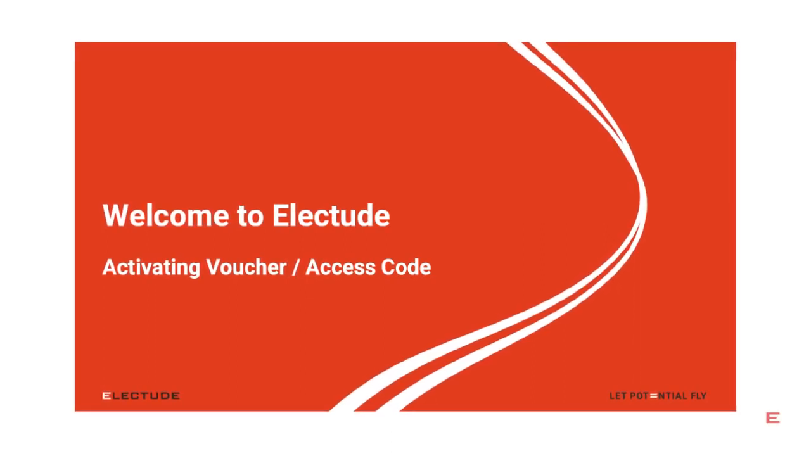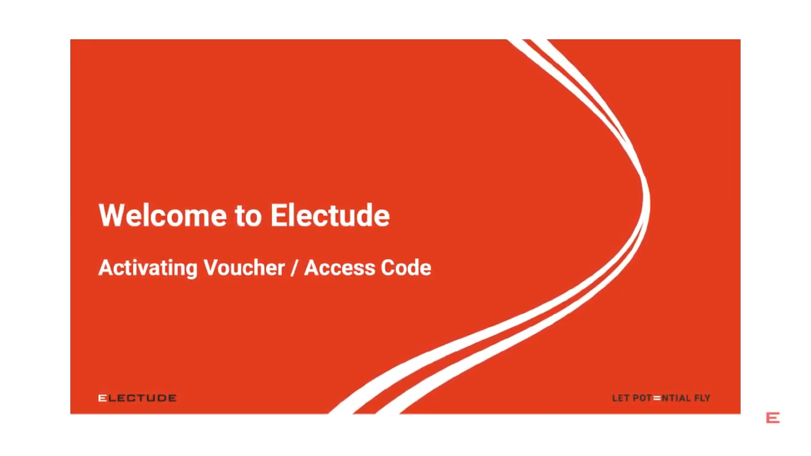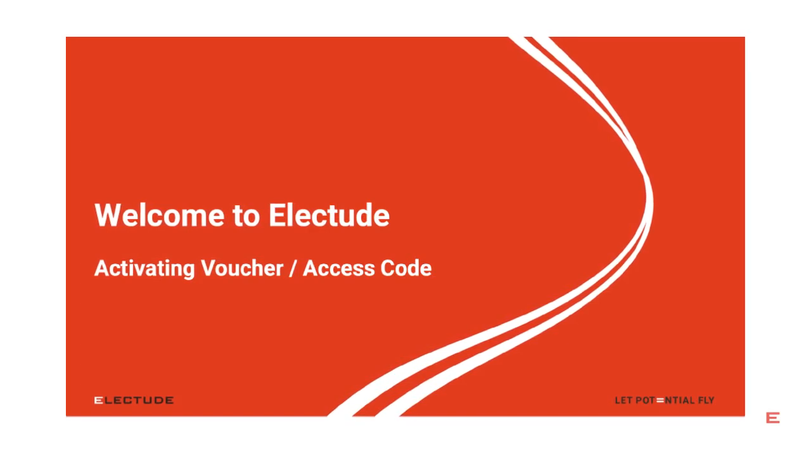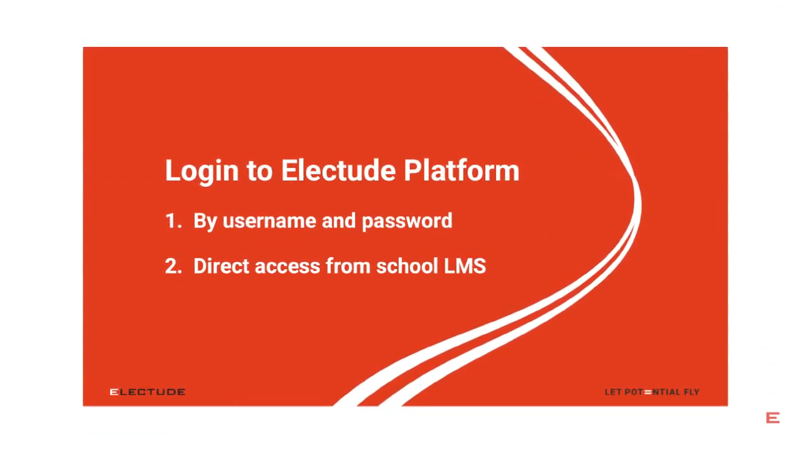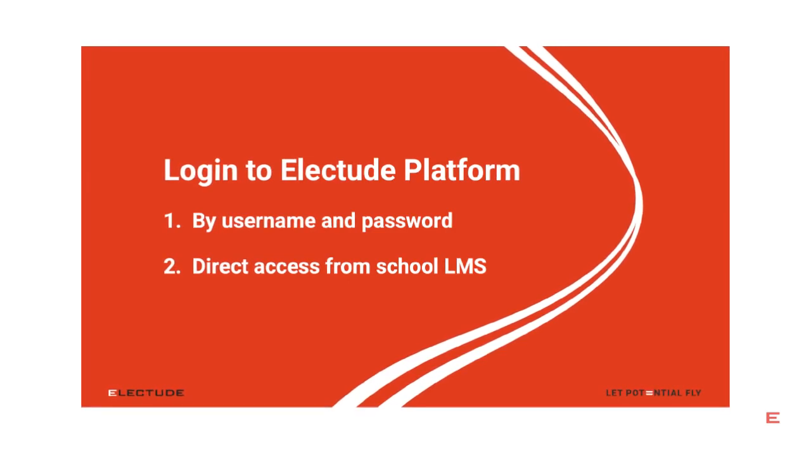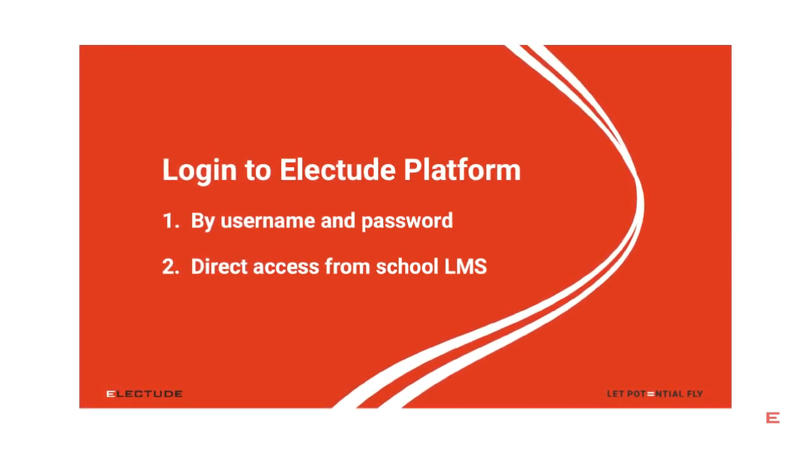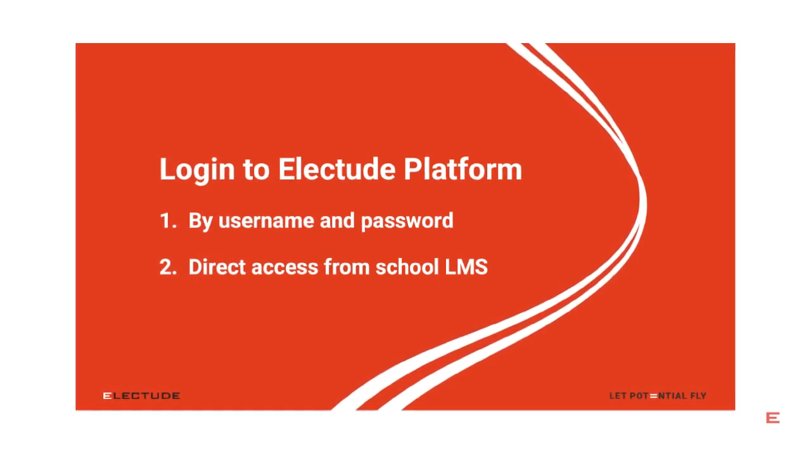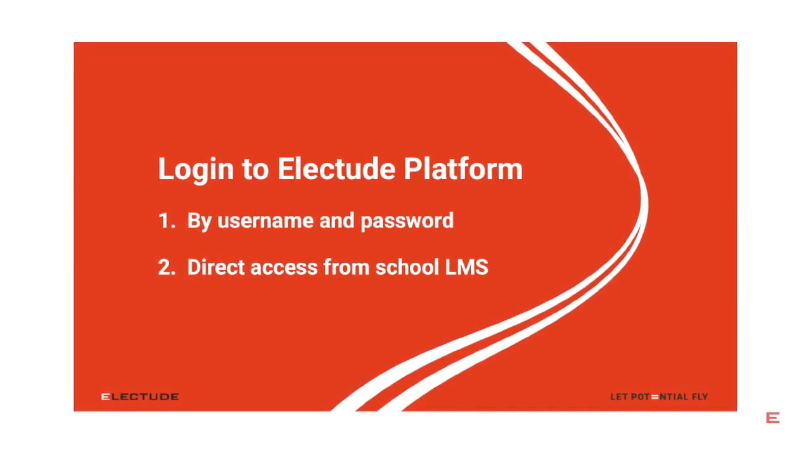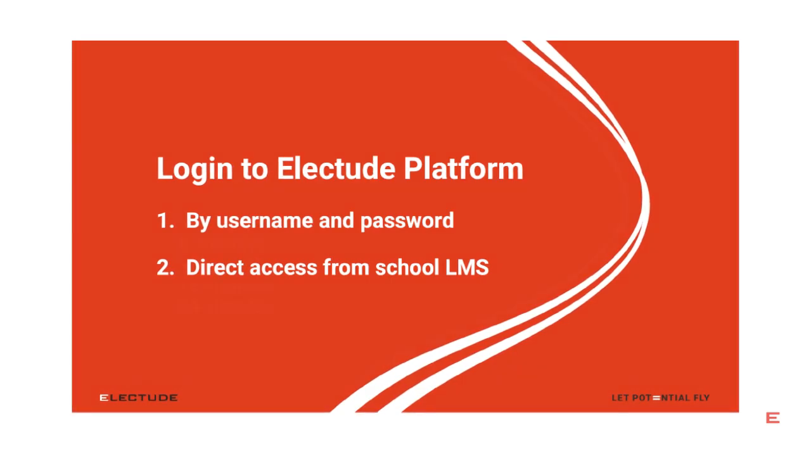In this student tutorial, you will learn how to activate your student license via voucher access code. Once you're provided access to the Electude platform, either by username and password or direct access from your school's LMS, it's possible you may need to submit a voucher code to gain access to assigned Electude content.